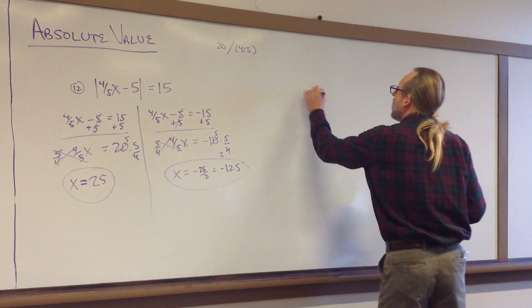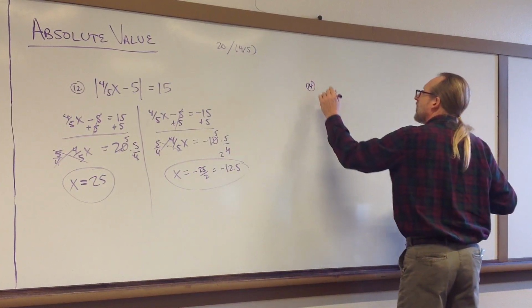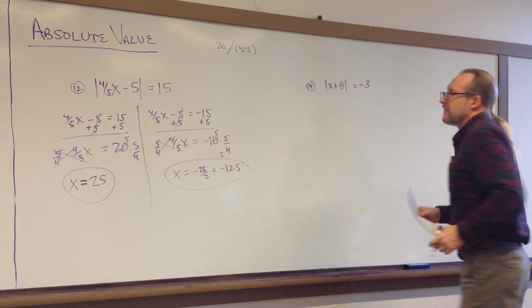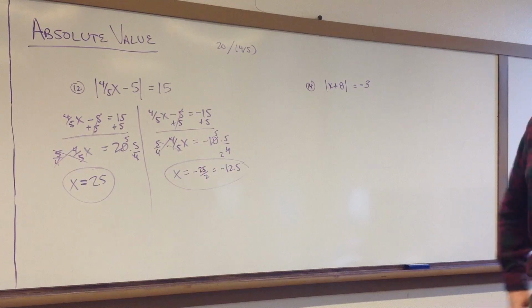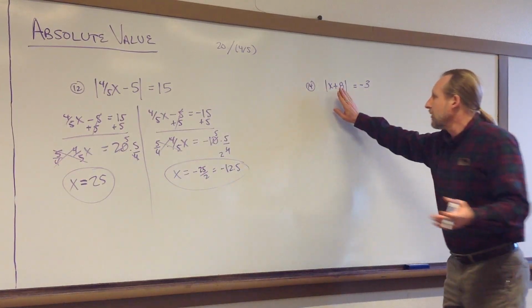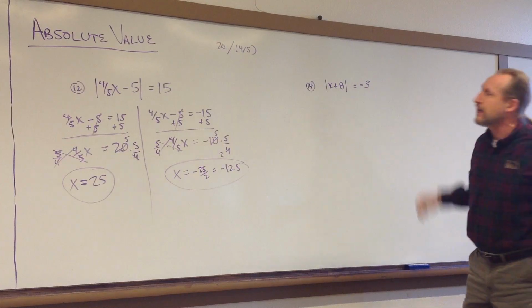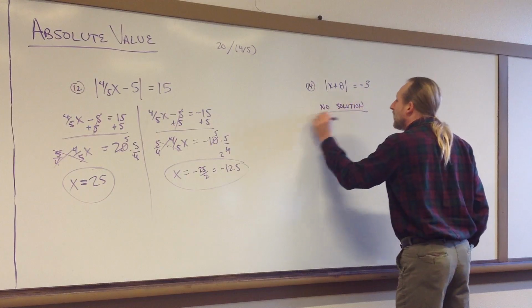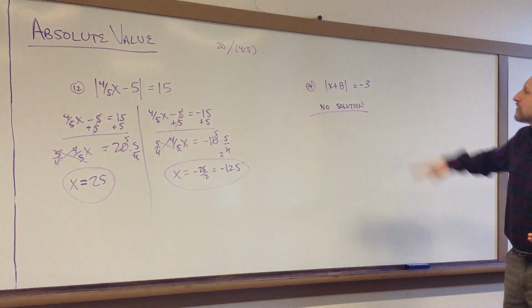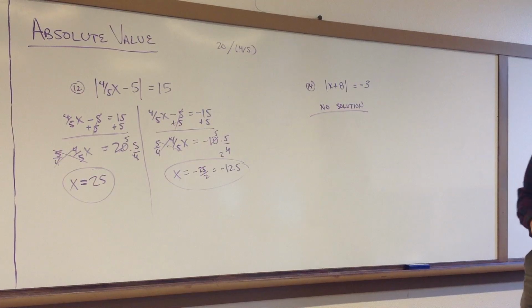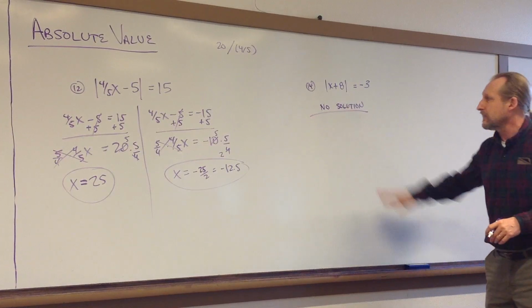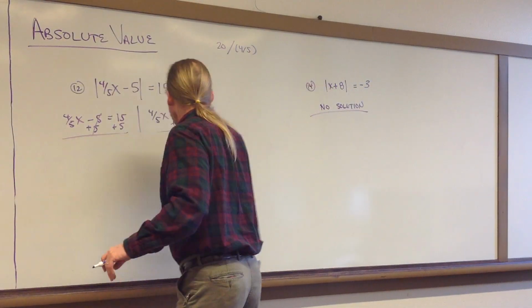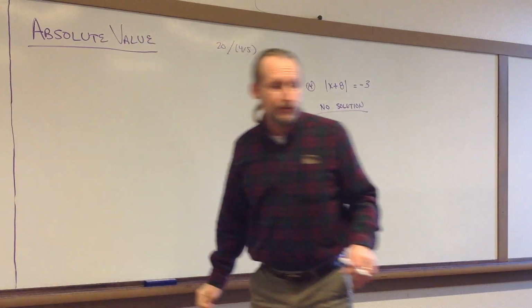Problem 14. Absolute value x plus 8 equals negative 3. Okay, now, before I start solving this one, notice we've got an absolute value equal to a negative number. That can't happen, okay? The absolute value always comes out to be positive, so you have to recognize when it's being set equal to a negative number, okay? In that case, we just say no solution. Okay, let's see what else we've got here.